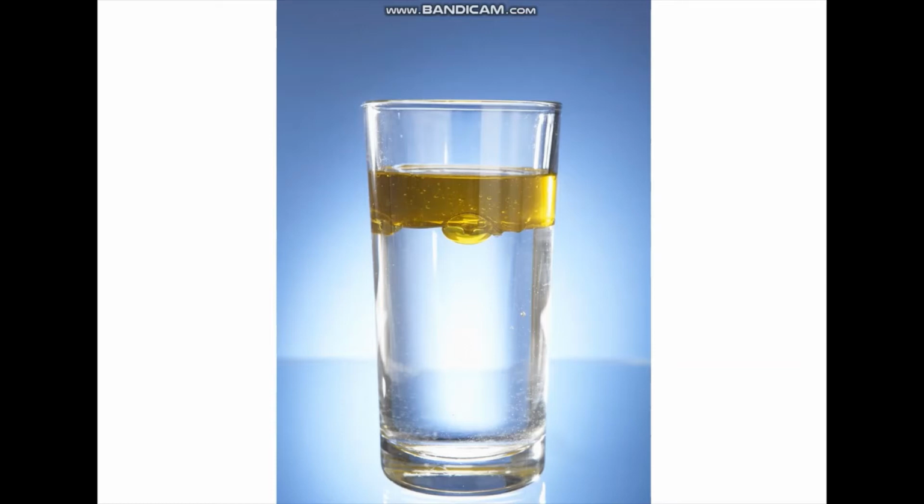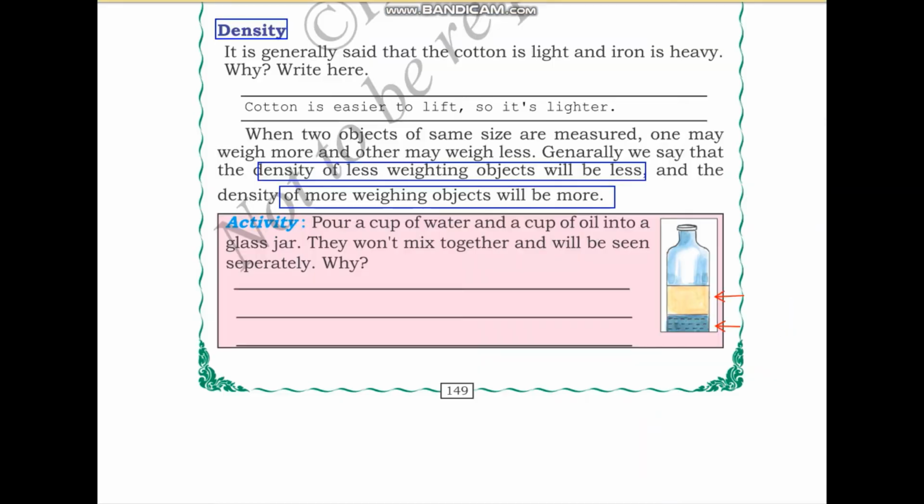Okay, so you will learn about polarity of molecules in your next classes, higher classes. The reason why oil and water do not mix is that their molecules do not have any affinity towards each other. So that is why oil molecules and water molecules do not mix with each other.